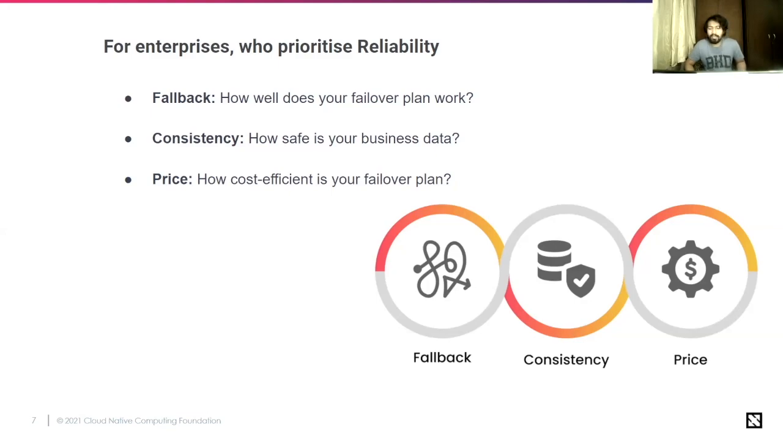And what exactly are the three priorities that are out there? Obviously, fallback. How does your failover plan work? There needs to be a failover plan in place. What will I do if my system fails? What will I do if my system goes down? And how safe is my business data? Consistency is key, right? You need to understand how safely you're putting your data out there, and what if there's an outage or a downtime, then who gets to access my data?